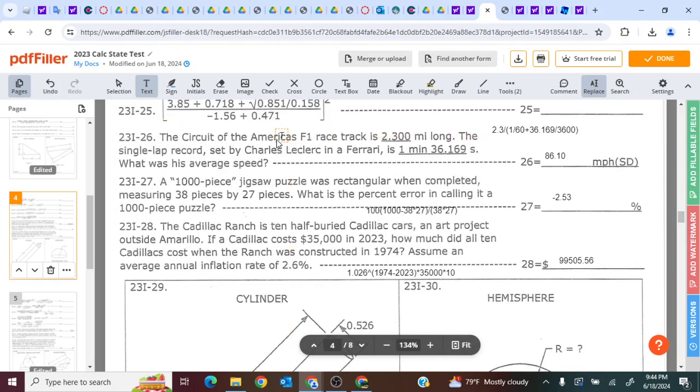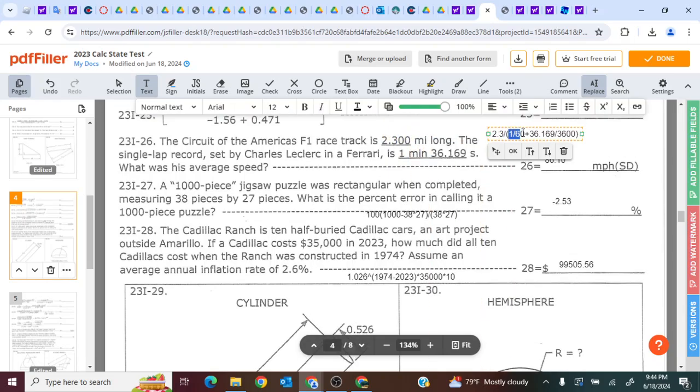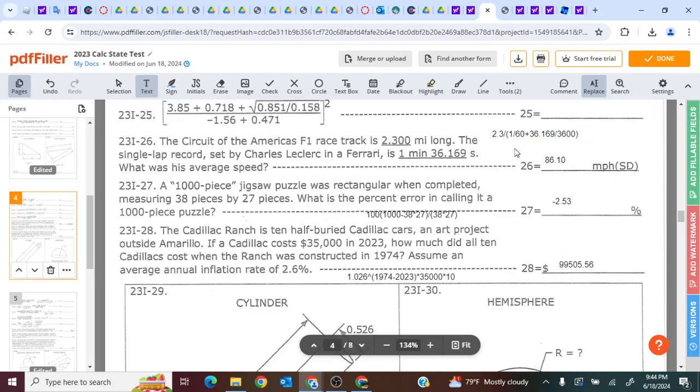26. The racetrack is this long. The single lap rapper took this amount of time. What's his speed? Well, speed is distance over time. So they want distance in miles and time in hours. So 2.3 miles over this time in hours. So 1 minute converted to hours and 36.169 seconds converted to hours. And if you do that, you will get 86.10 miles per hour.